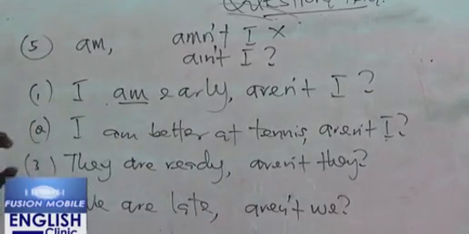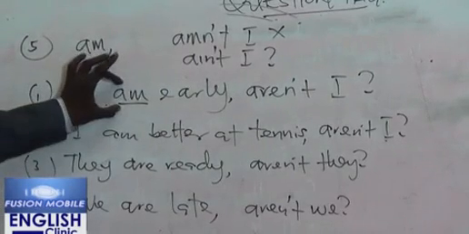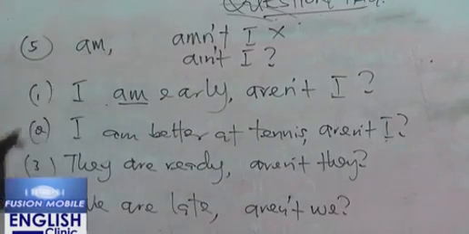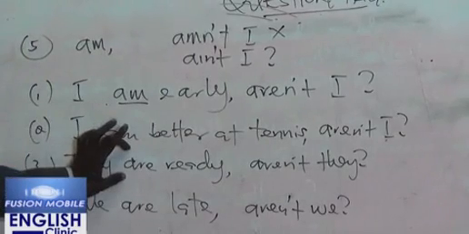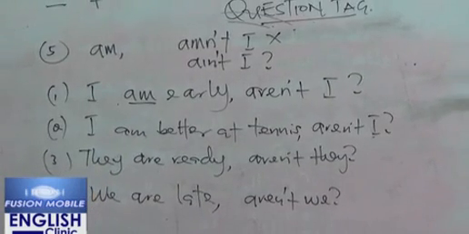We use the auxiliary verb aren't when we have the verb am in a positive statement and when we have the verb are in a positive statement. So this concludes our discussion of rule number 5. Now we go to rule number 6.